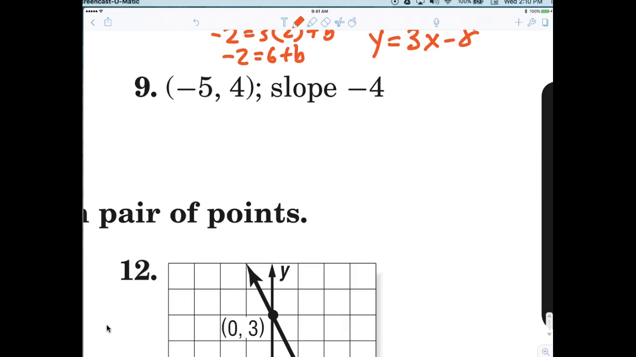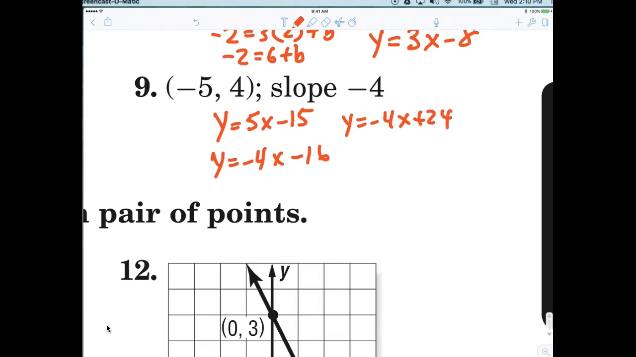Somebody, tell me what the answer is. Somebody, give me the equation. y equals 5x minus... Somebody else. Go. y equals negative 4x minus 16. Anybody else? y equals negative 4x... Good. Anybody else?